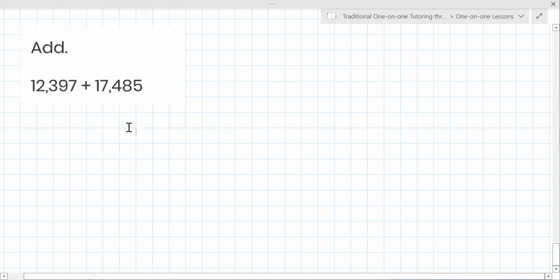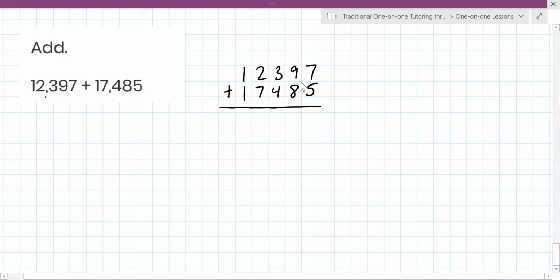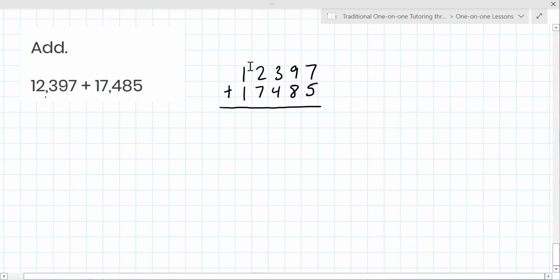Okay, so the instructions just say one word, add. Now you have to line up the numbers vertically, and you write it without the comma. The comma is just for readability, but you don't want to write it if you don't have to. And when you're adding, you start from the right, and then you work your way left.